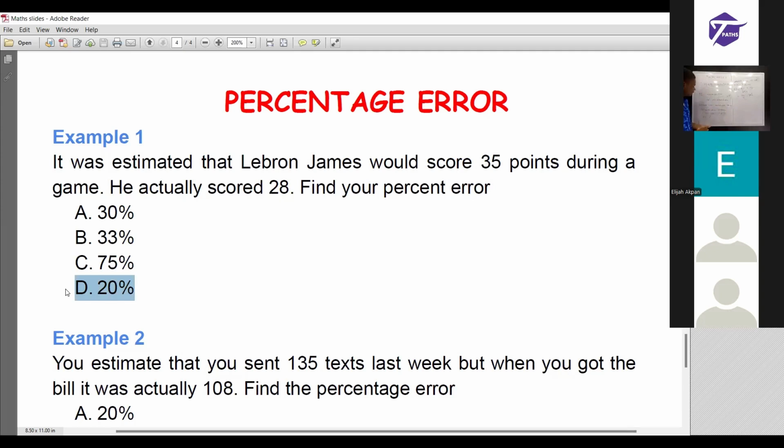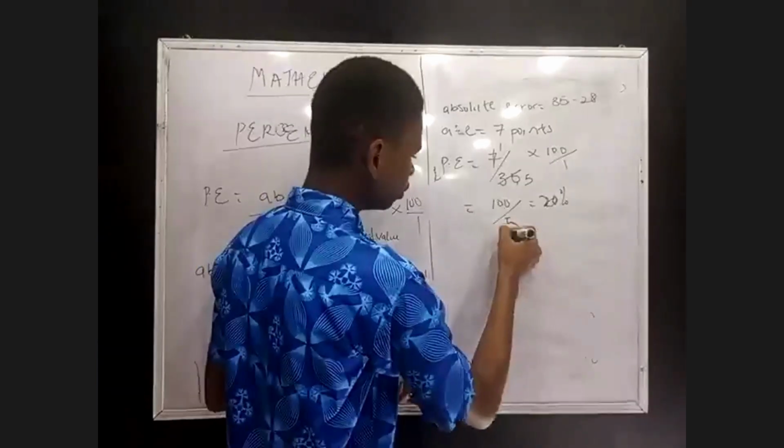So first thing is, you point out from the question the estimated value and the actual value. Then from those two values you get the difference to get the absolute error. Then you put it into the formula, which is absolute error over estimated value times 100 over 1. So here we can take another question real quick.